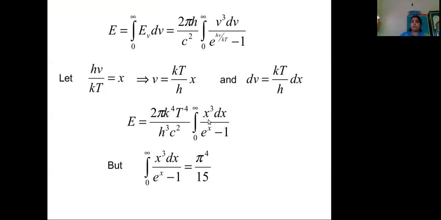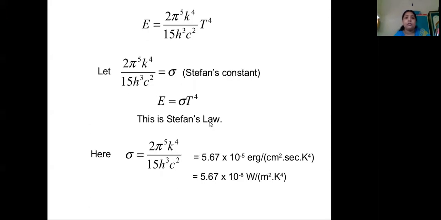Now it is a standard integration, so you may have done it in mathematics. You just need to know the value, which is pi to the power 4 by 15. So the integration value gives you pi to the power 4 by 15. Put it in the formula, you will get E. So E is given by some constant into T to the power 4.